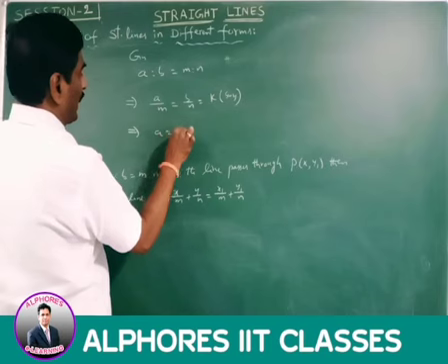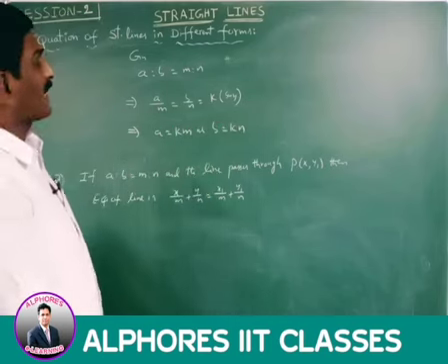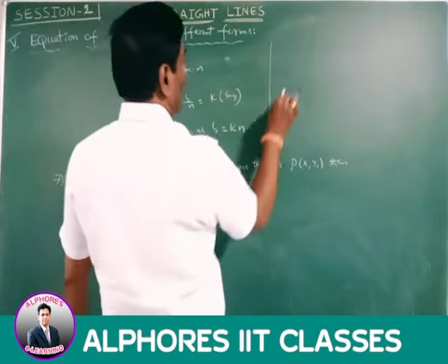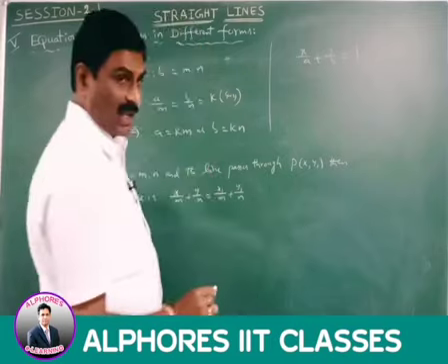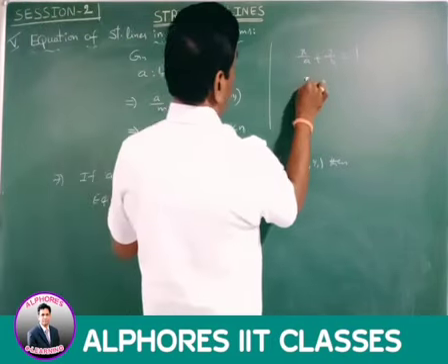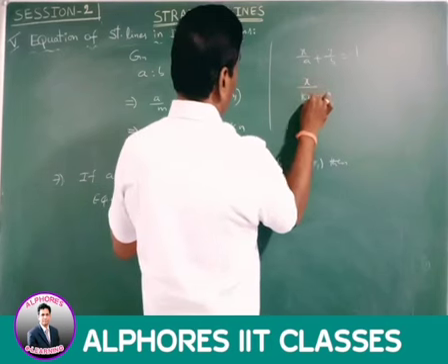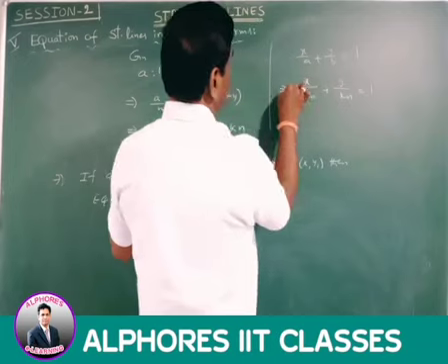A is equal to km and B is equal to kn. Now, what is the equation of the line in intercept form? x by a plus y by b is equal to 1. Here the value of a is km. That means x by km plus y by kn is equal to 1. This is the equation of the line.